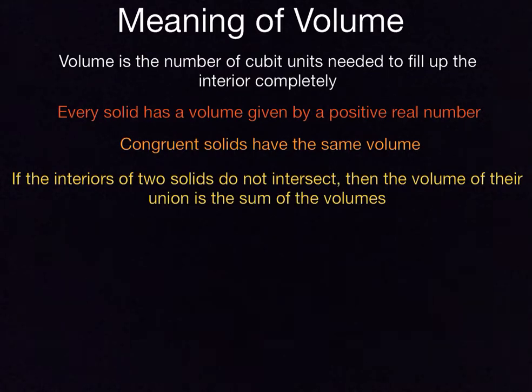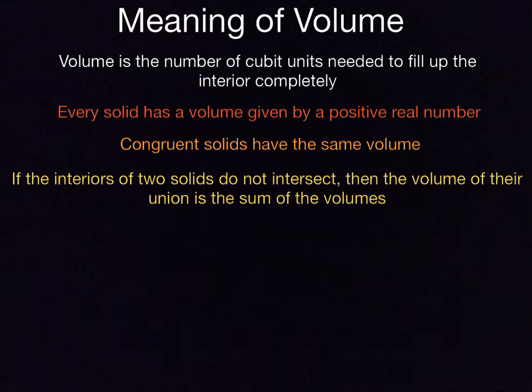Congruent solids, that means solids that are identical to each other. Congruent solids have the same volume. All right, so if you have a trash can and you have a trash can that's exactly like it, then they both contain the same amount of volume.